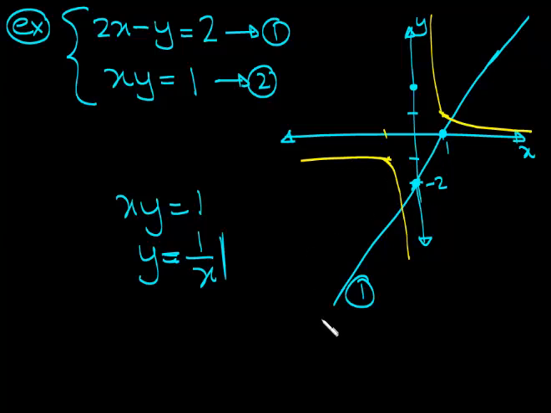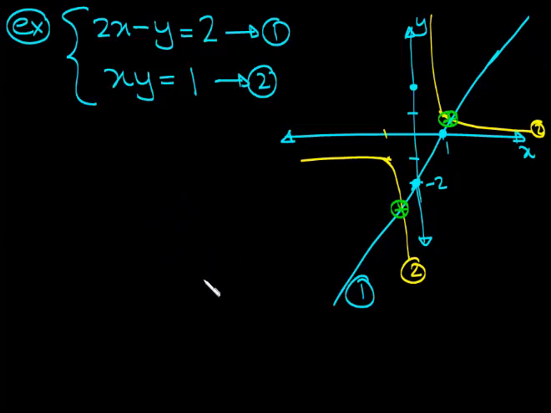So how many places do the two graphs intersect? They intersect at 2 points, and those are the 2 points we are looking for. You can see that from the picture, so it does help sometimes to have a visual idea of what's going on. Now let's see if we can find those 2 points.